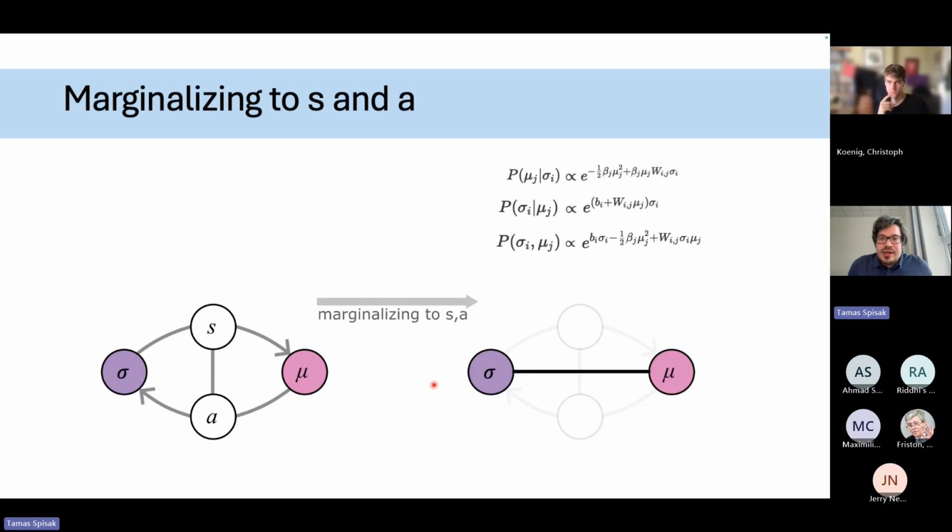So the first thing we do here, to keep things even more simple, is to marginalize this little guy here to S and A, so that we can focus on what sigma and mu are doing. And marginalizing this is quite simple because of the Dirac deltas, but there are also many other parameterizations with which it's not complicated. And the point is that we can have the joint distribution of sigma and mu, which looks like this. So it has three terms, one for sigma, one for mu, and one for their interaction.